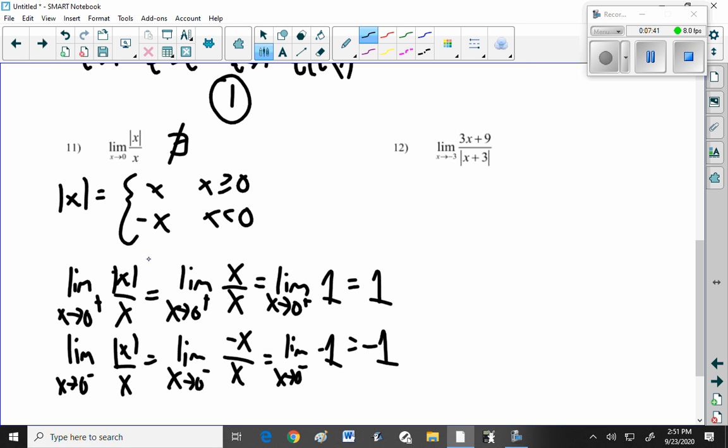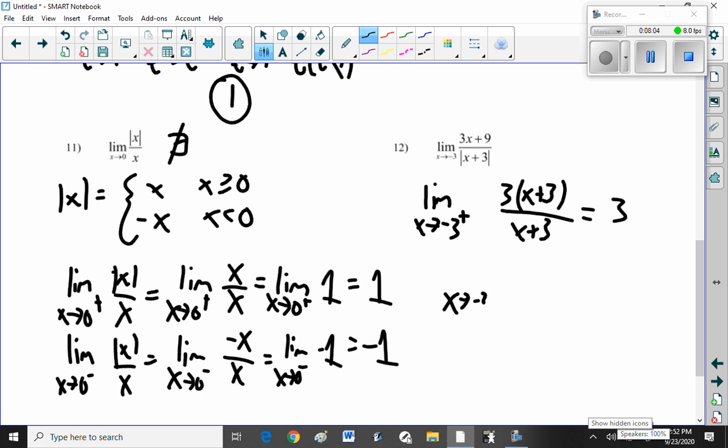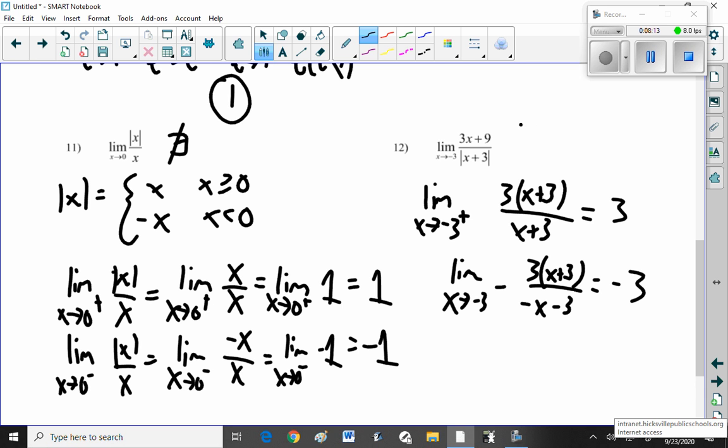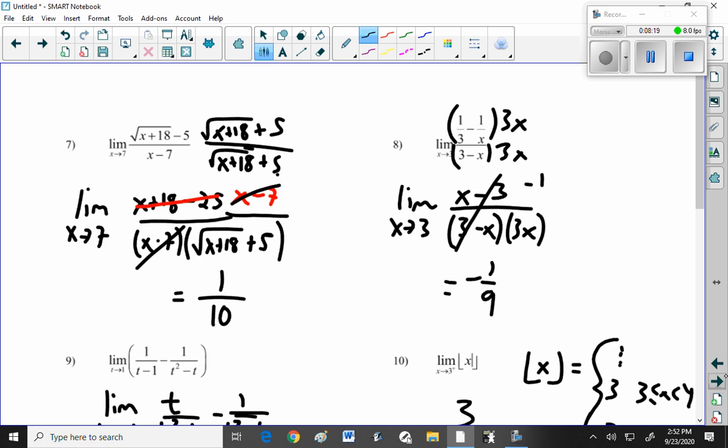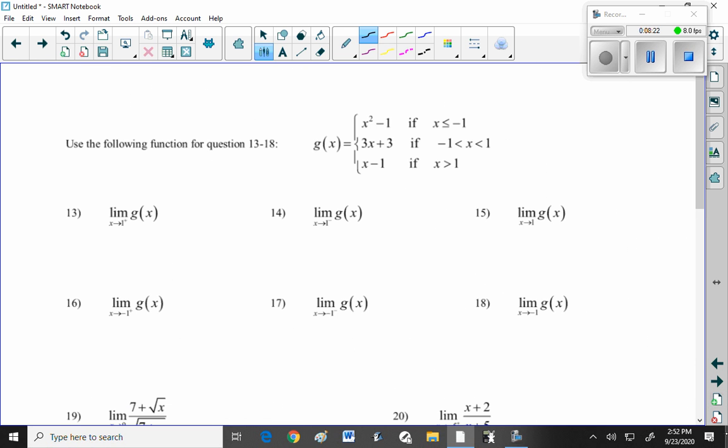Number 12, same exact idea, except I would use x plus 3. I'll do this kind of quick so you can follow along. If I approach negative 3 from the right, the numerator will be 3 times x plus 3, and the denominator is x plus 3. This limit winds up being 3. If I approach from the left, this will be 3 times x plus 3 over negative x minus 3. This winds up being negative 3. So once again, this limit does not exist. That was number 12, yeah? Okay, number 12, good.